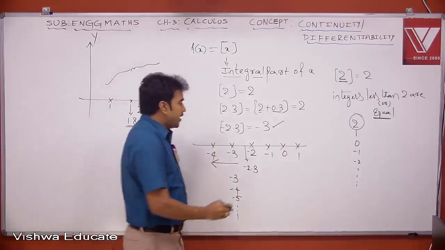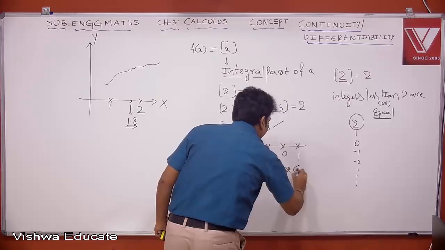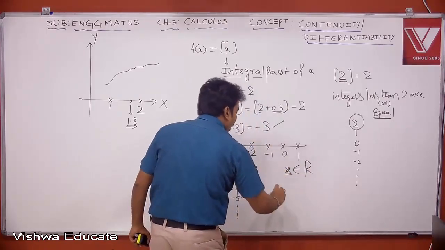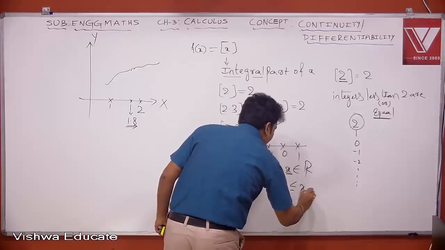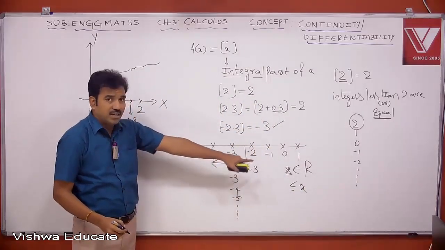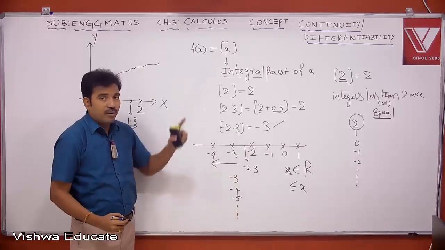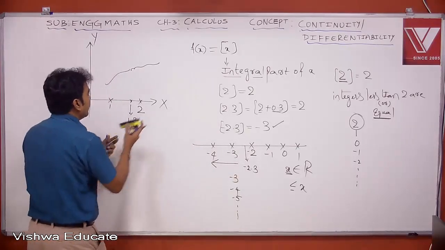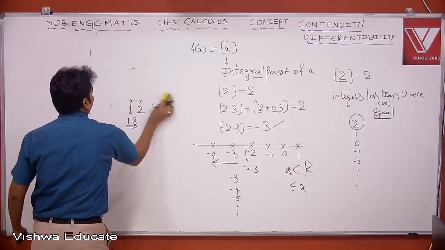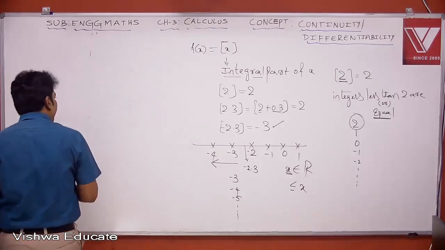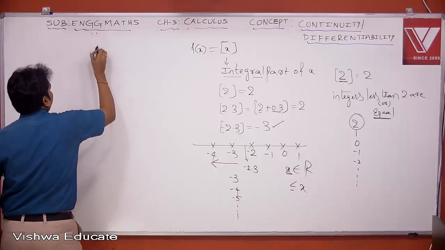So therefore, if x is a real number, the integral part of x is defined as the largest integer which is less than or equal to x. The largest integer which is less than or equal to x. Now let us try to draw the graph of this function at first. When I try to draw the graph of this function in any interval, let us see where I get difficulty.